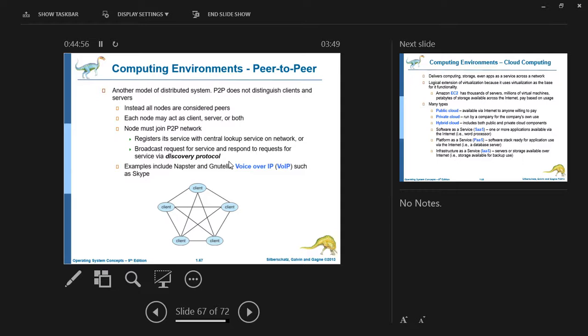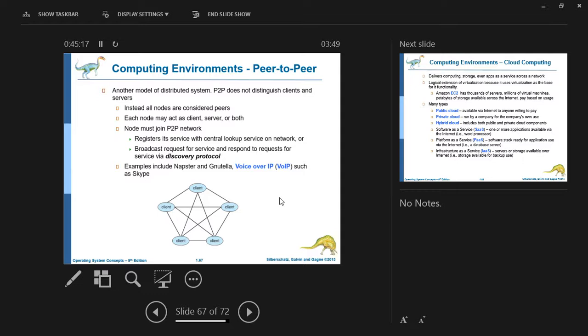Nowadays, you find the same kind of scenario. All the nodes are considered peers. Each node may act as a client or server for both. A node must join the P2P network, register services with a central lookup service on the network, or broadcast a request for services and respond to requests for service via the discovery protocol.